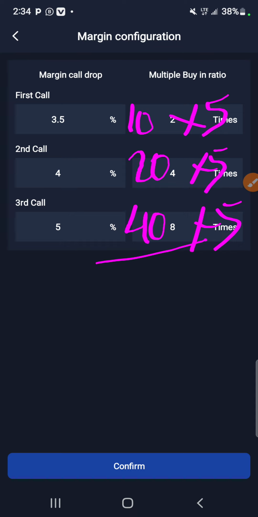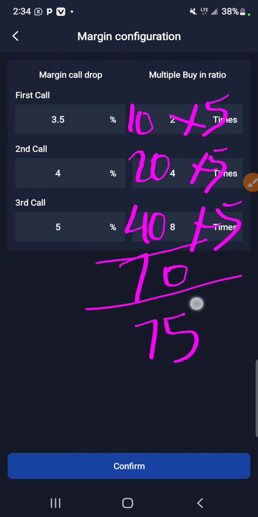When we add them together, 1 plus 2, 3. 3 plus 4, that is 7. Meaning here, if we buy only 3 times, we already have $70. 70 plus the 5, which was our first buy, meaning we have $75 in the market. Out of 150, we have already used $75. Are we together?